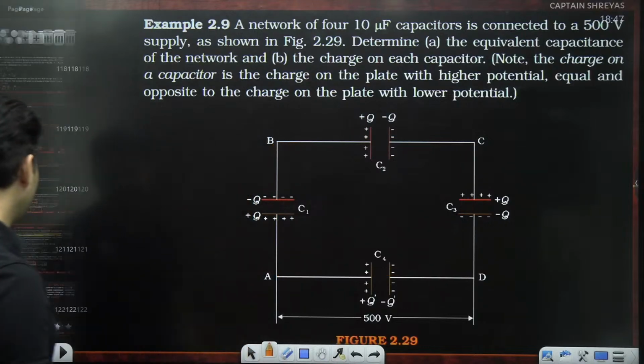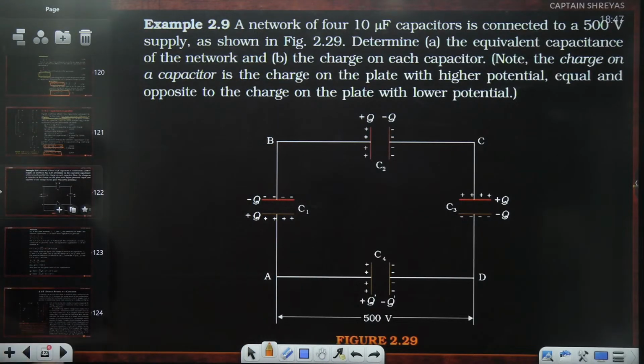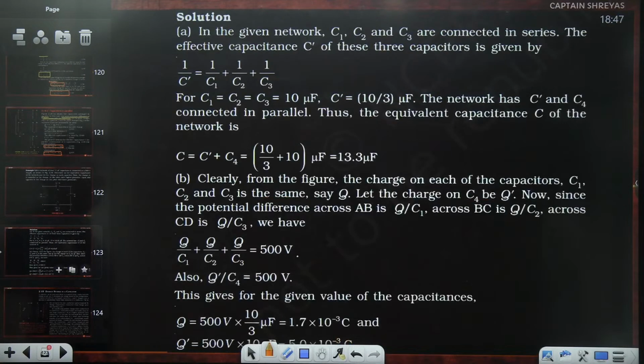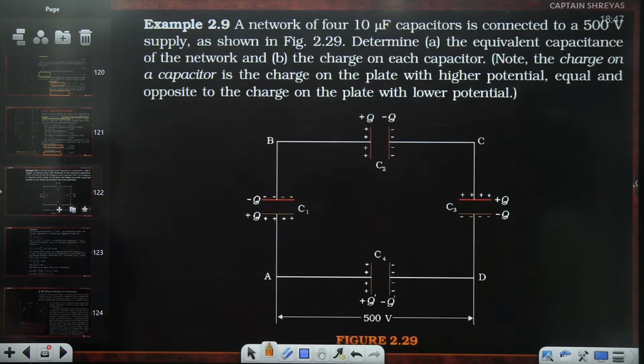That branch is in parallel with this branch. That is obvious. That is exactly what they would have done over here also. First they would have taken parallel, then series, then connected in parallel, and then found the answers. So let's do it for the sake of it.